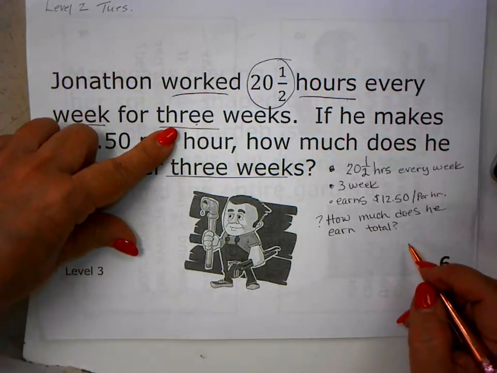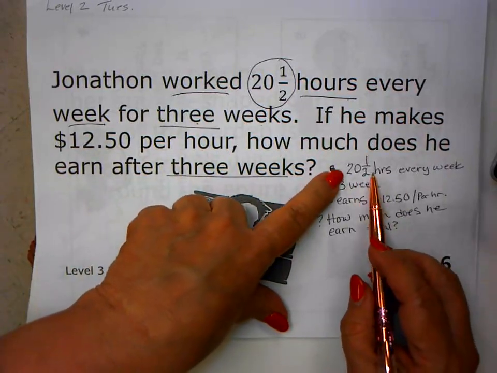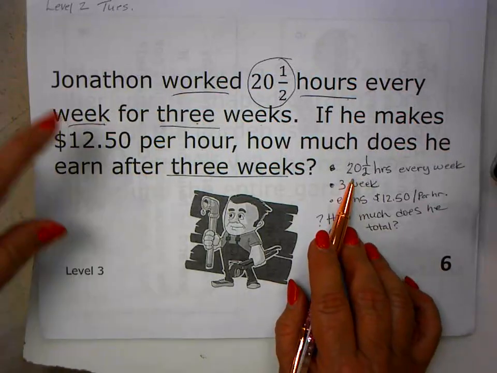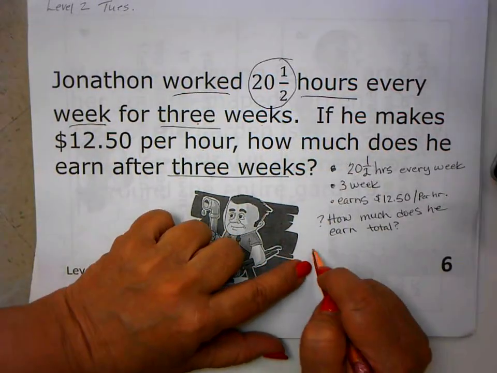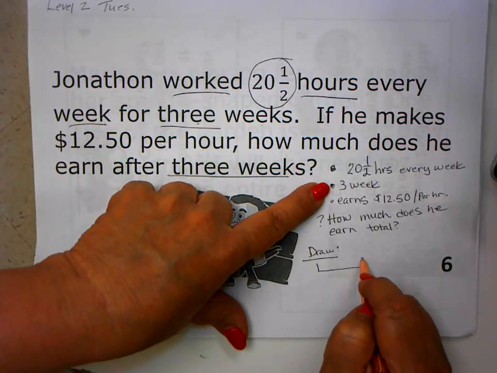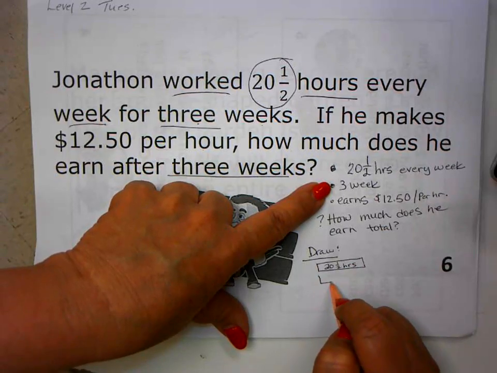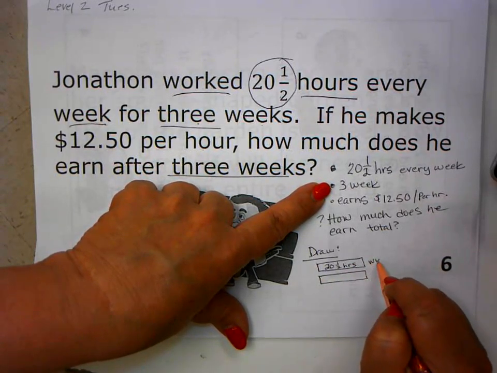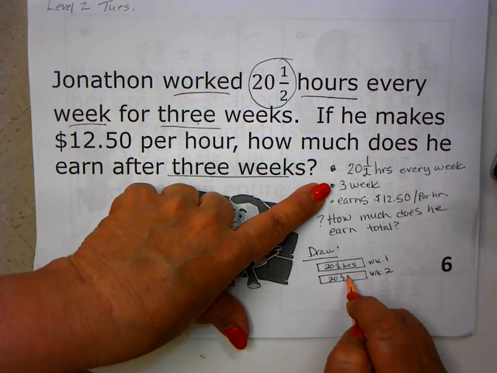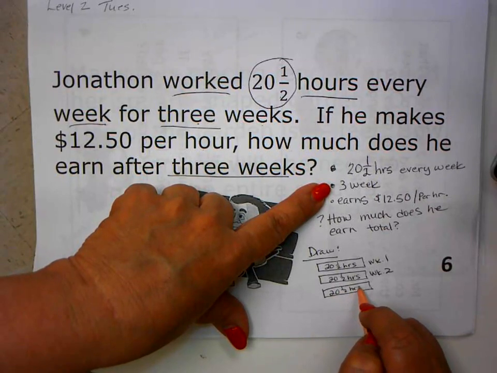So I'm given a part, I have another part, and I need to find the whole. So in this particular one, immediately if you're thinking, oh, I'm going to be adding or multiplying, you're absolutely right. So I'm going to think of it this way. I'm going to draw a picture. This is week 1, and he worked 20 and 1/2 hours. This is week 2, it's 20 and 1/2 hours. And here is week 3, 20 and 1/2 hours.